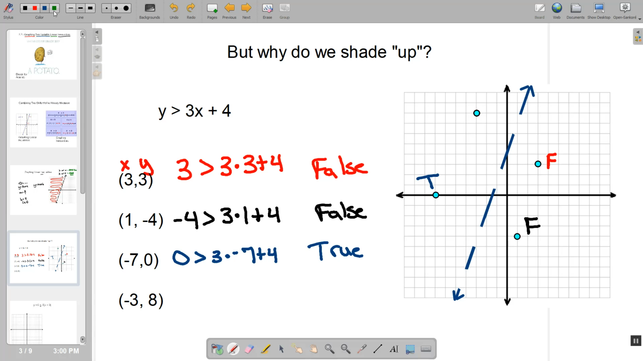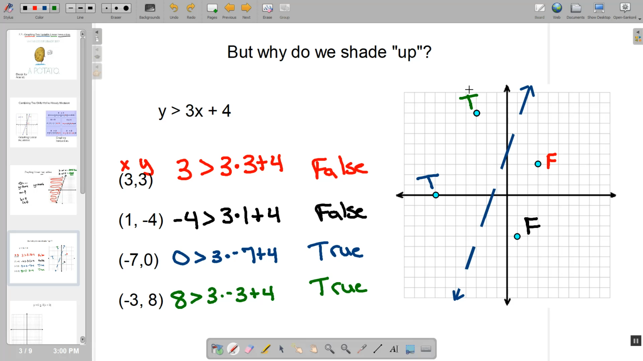And finally, 8 is greater than 3 times negative 3 plus 4. Negative 9 plus 4 is negative 5. 8 is bigger than negative 5, which makes this one also true.